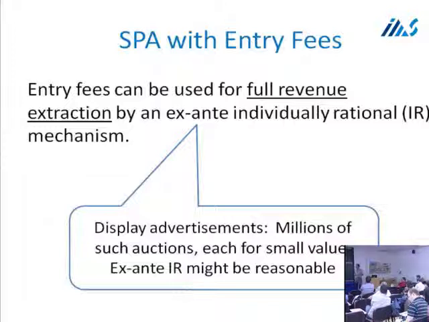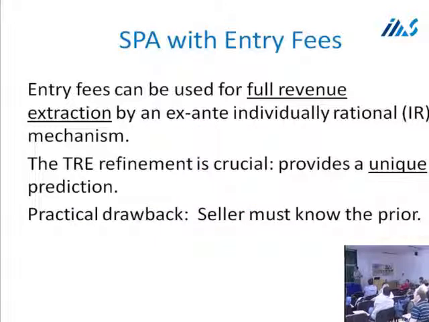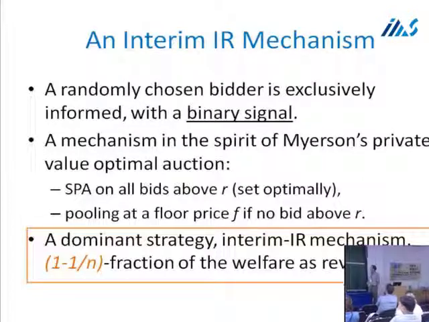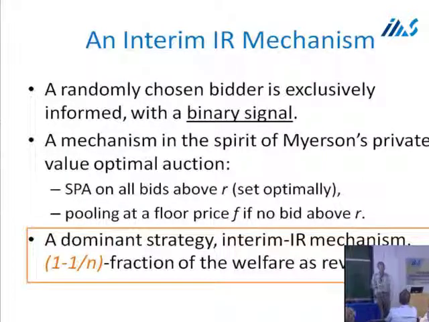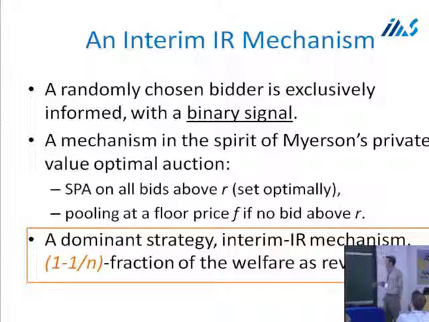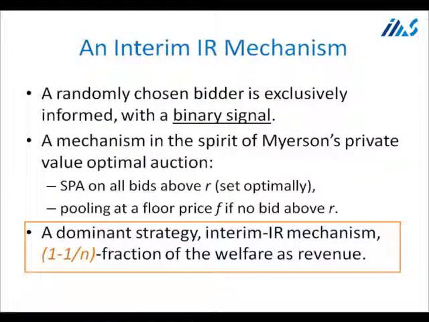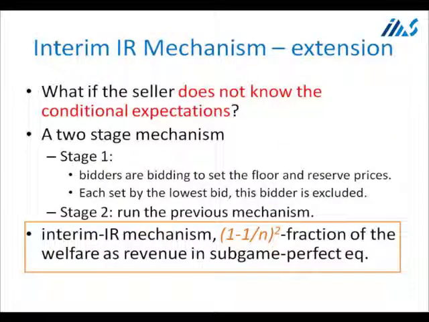Yes, one minute over. Okay, I'll just say that we have solutions that are very similar to Myerson's. Myerson's private value optimal auctions give us inspiration to get a mechanism that is almost optimal. It gets a 1 minus 1 over n fraction of the welfare. And we can do that even if we don't know the conditional expectation by losing a little bit more.